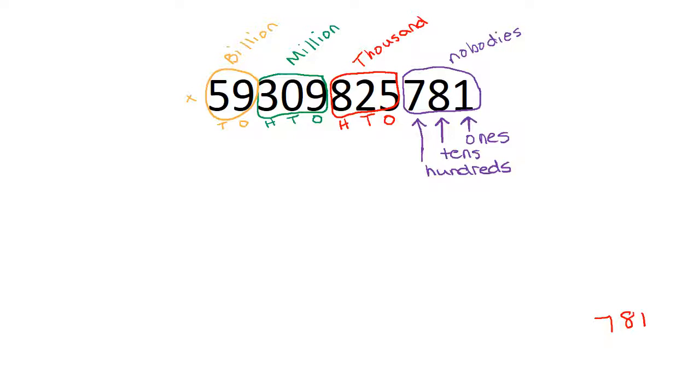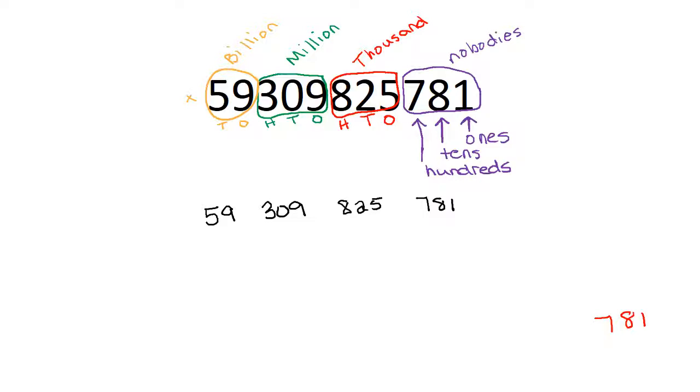Okay, so that took a long time, but we've got our great big number organized, and it's organized into families. I started at the right side, and I grouped everything into 3. Now, your curriculum, remember I said when I was in school we put commas in between? Your curriculum doesn't want you to do that. They want you to put spaces in between. So you write your billions family, leave a space. Write your millions family, leave a space. Write your thousands, leave a space. 781, and there's your nobodies.